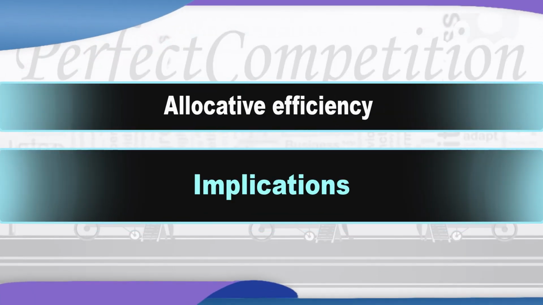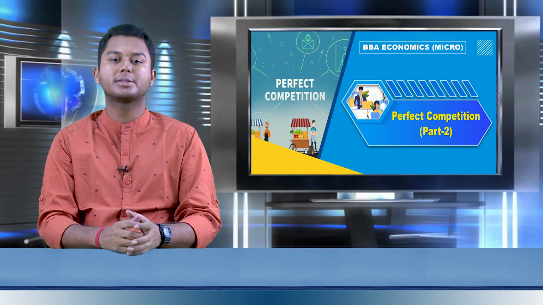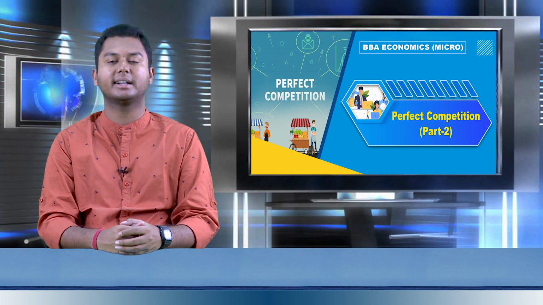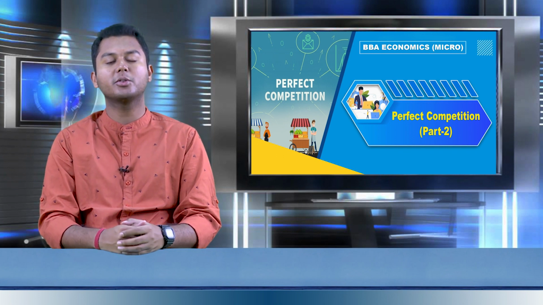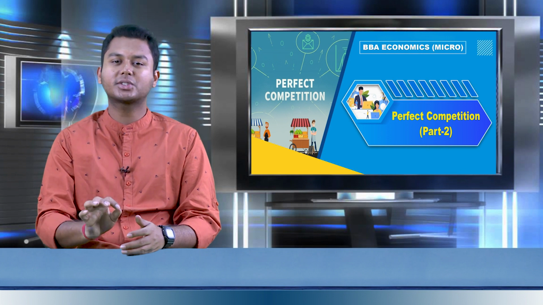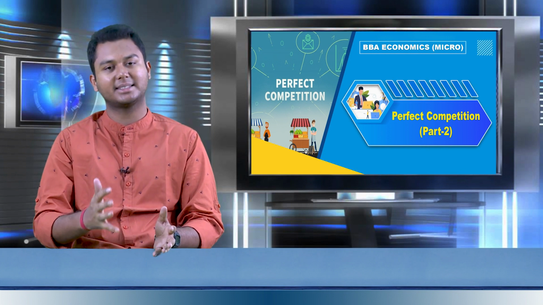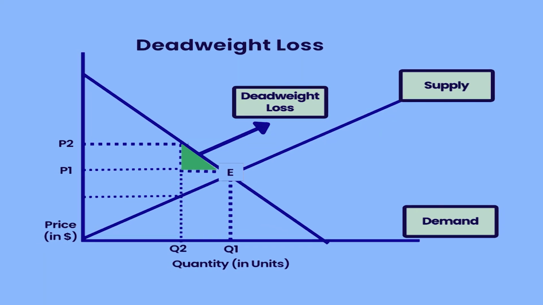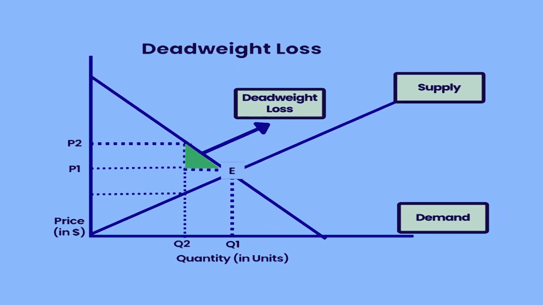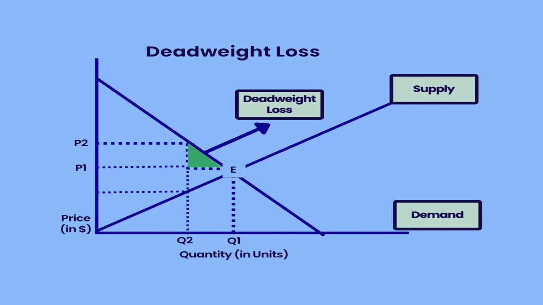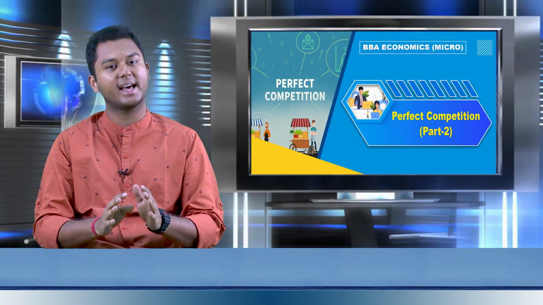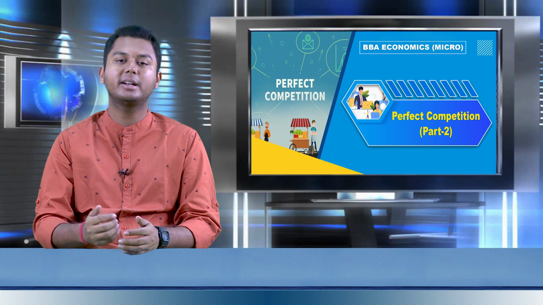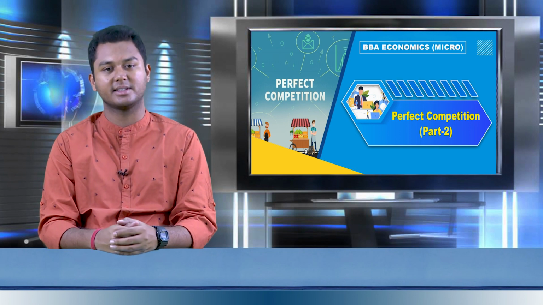What are the implications of this aspect? Allocative efficiency ensures that resources are used to produce the goods and services most desired by consumers, maximizing total society's welfare. Any deviation from these points results in the concept that we learned called deadweight loss, where potential gains of trade are not fully realized, leading to a loss of economic efficiency.